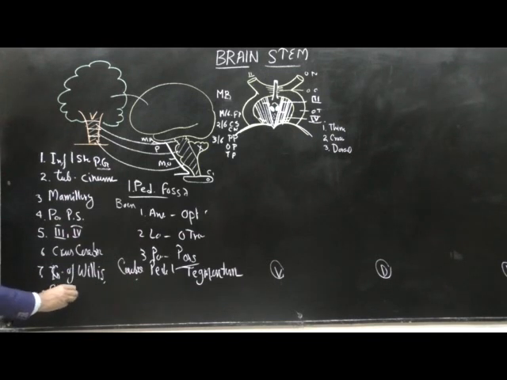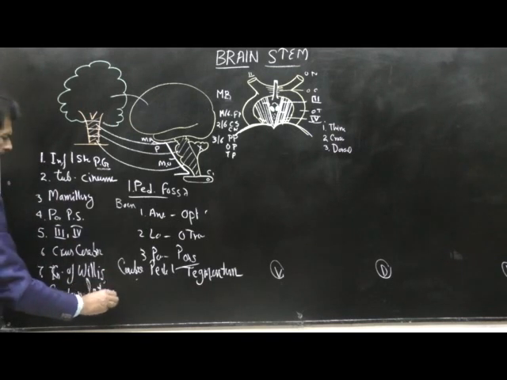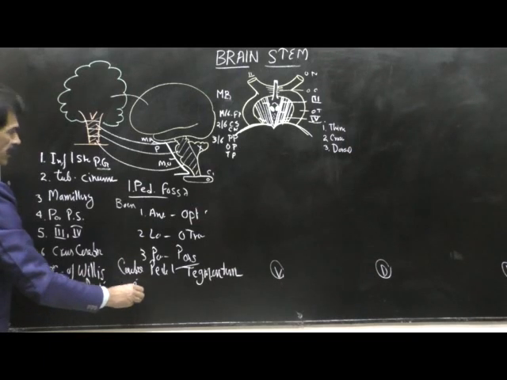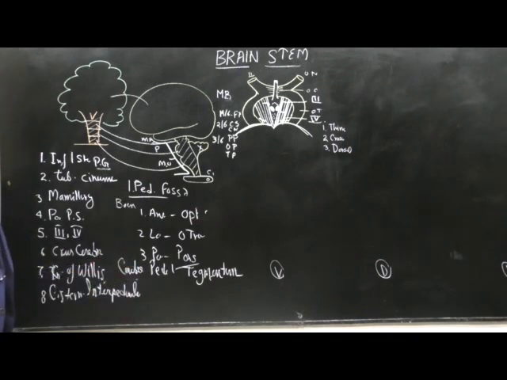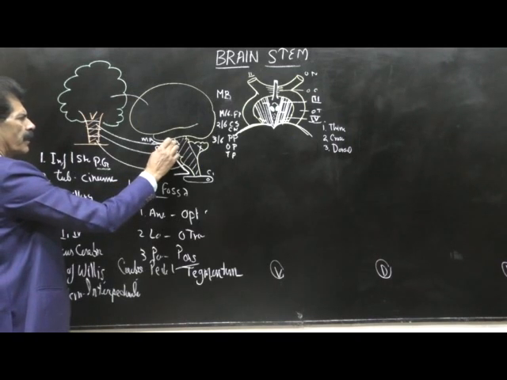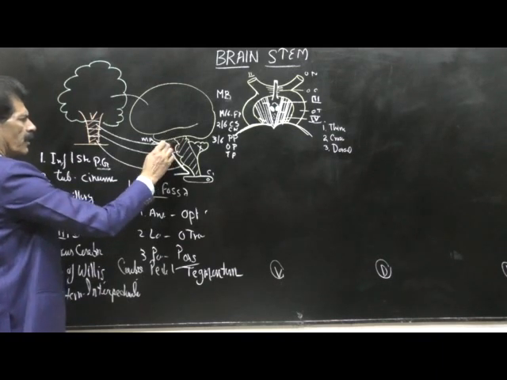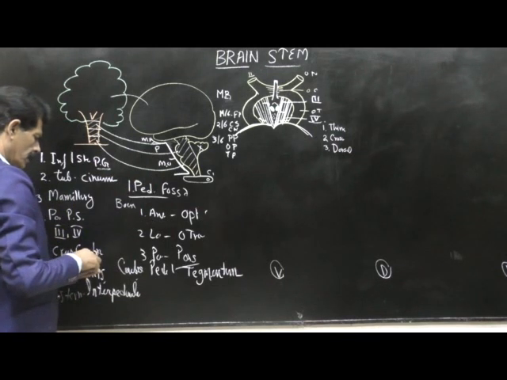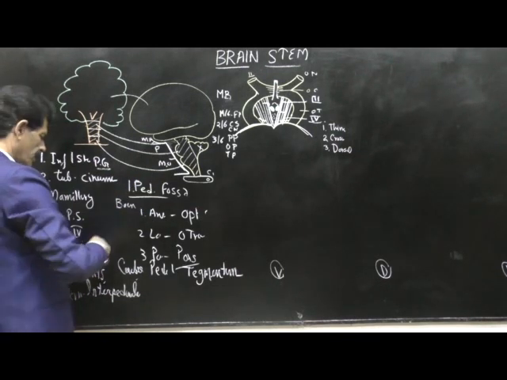cisterna interpeduncularis. This cisterna protects the circle of Willis and keeps the circle of Willis away from the clivus or the brain. So there is a gap between the midbrain anterior surface, crus cerebri, and the clivus. So the clivus may damage it, so the CSF filled sac is present here.